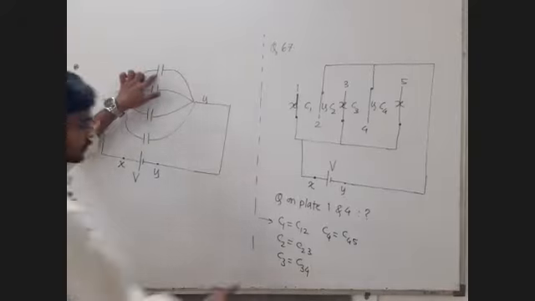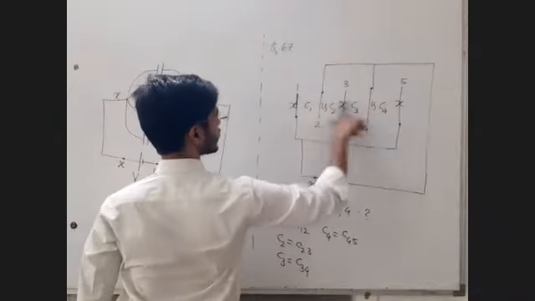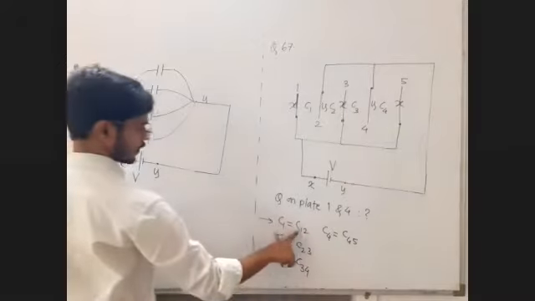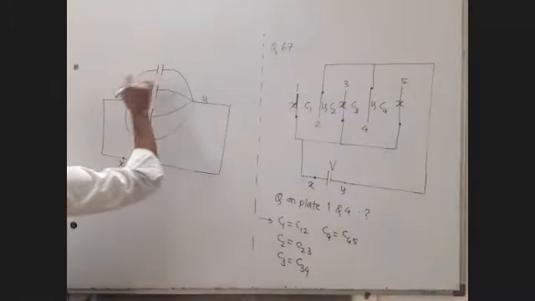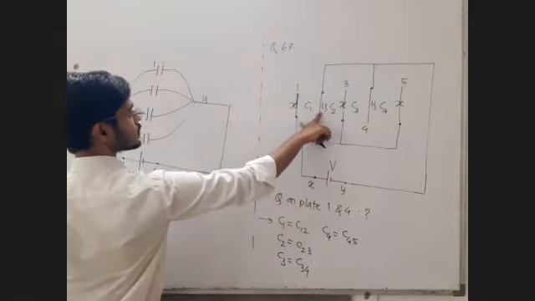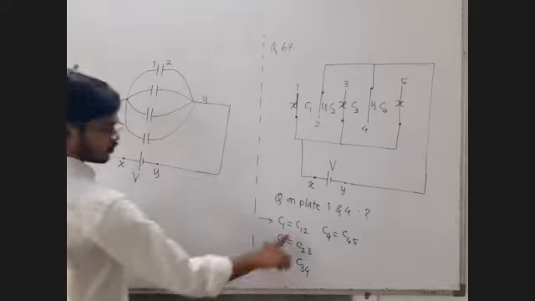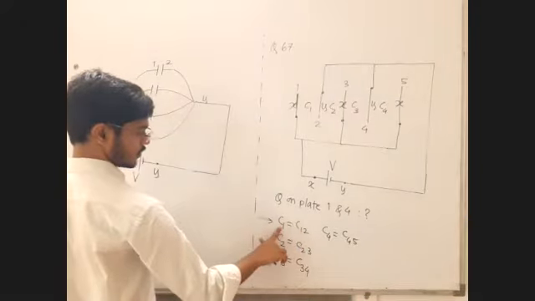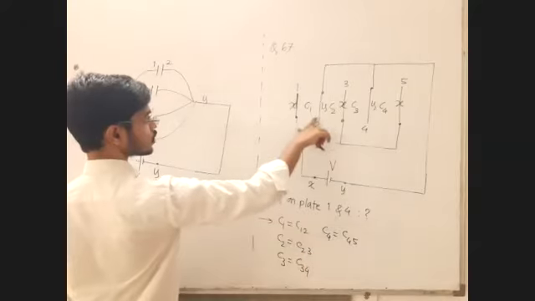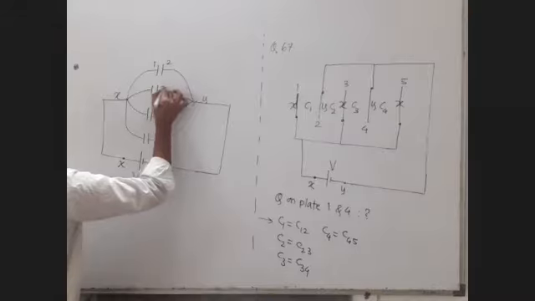Now this is C1. C1 is C12. Plates 1, 3 and 5 are connected to X. So plate 1 is connected to X, so this must be plate 1, and plate 2 is the plate Y. Plate 2 is connected to Y. So this is C12, that is C1. Now this is C2. C2 is C23. Plate 2 is connected to Y.